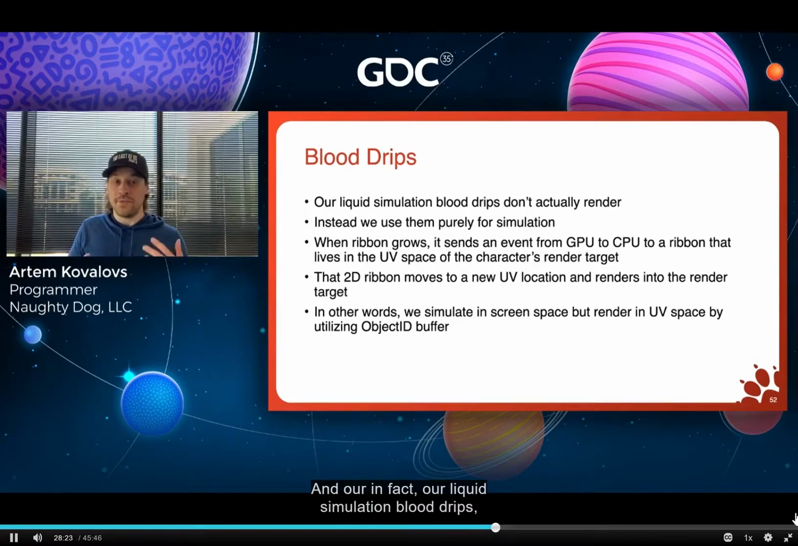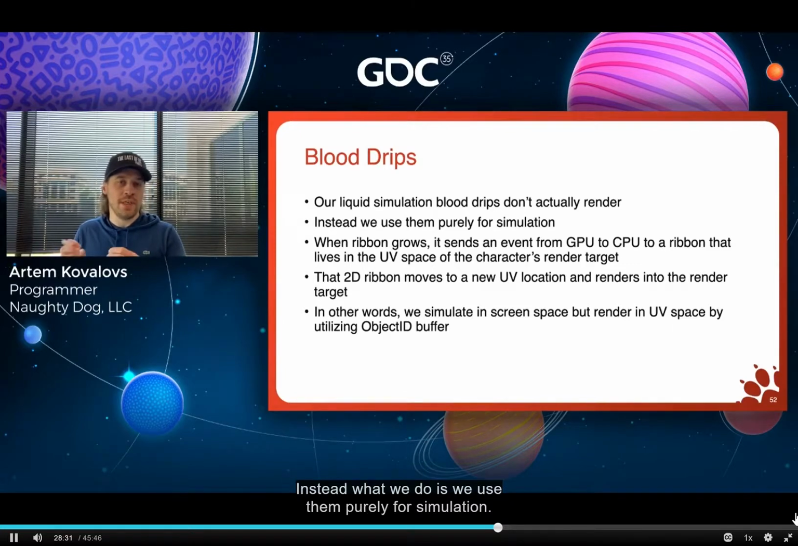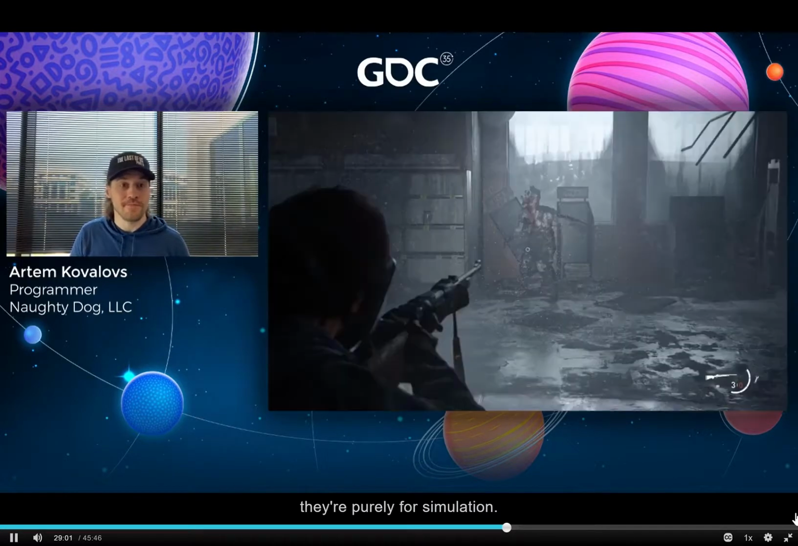And in fact, our liquid simulation blood drips do not really render themselves. Instead, we use them purely for simulation, and as we spawn the new particles, we feed that data to the CPU, and on the CPU we have the blood ribbons that live in the UV space of the render target, and then those ribbons grow, and those are the ones that actually render into the render target and produce this effect. So our screen space drips really are there purely for simulation, and that works great, right?